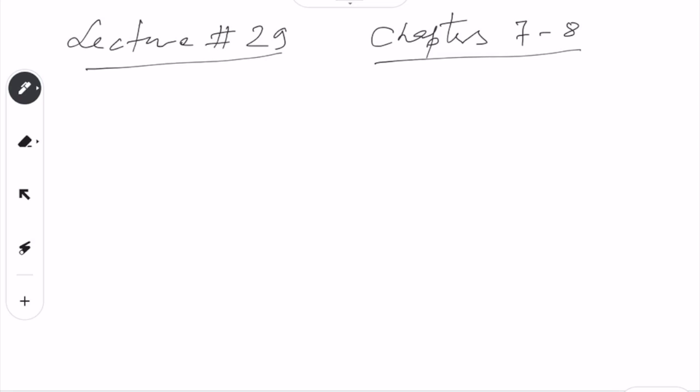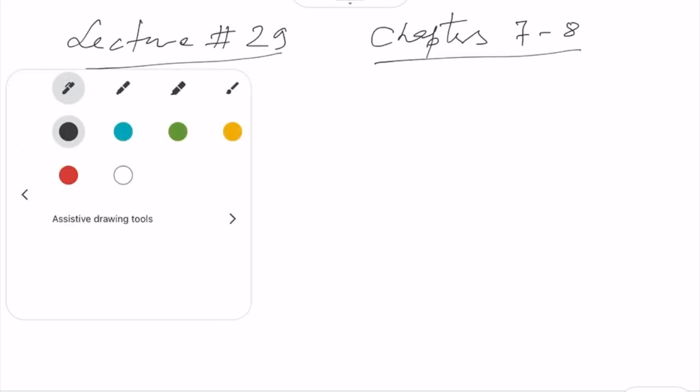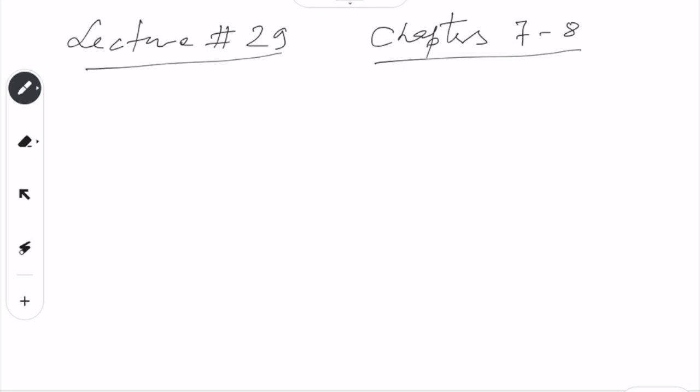So today we will talk about numerical integration. So far, as far as integration is concerned, we have used analytical integration.